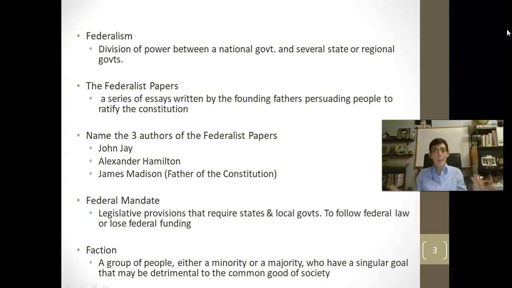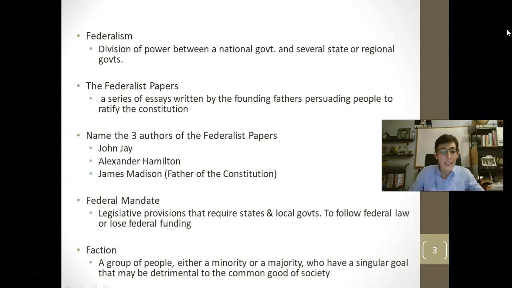The Federalist Papers, which outline what the federal system was all about, what the system of U.S. government was all about, were a series of essays written by the Founding Fathers. They wanted to persuade people to ratify the Constitution. I have a whole video lesson on Federalists versus Anti-Federalists, so please consult that for further details. The three authors of the Federalist Papers were John Jay, Alexander Hamilton, and James Madison. He was also known as the father of the Constitution, so please keep that in mind for the AP exam.